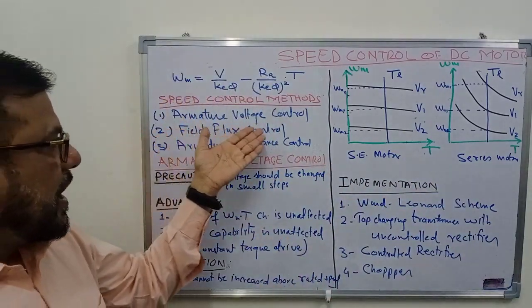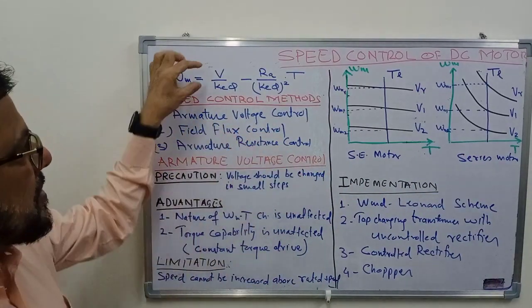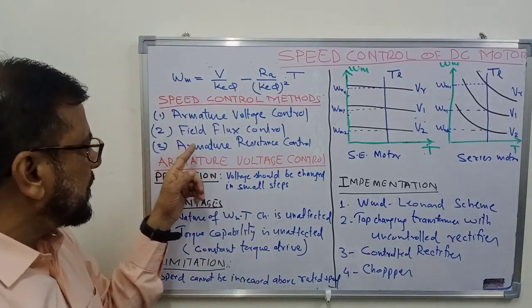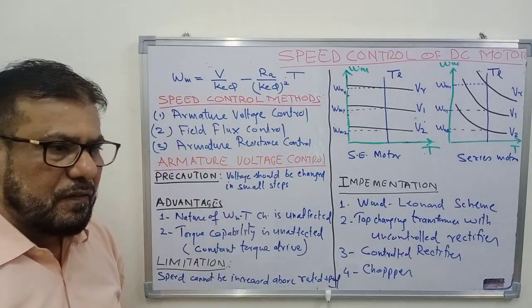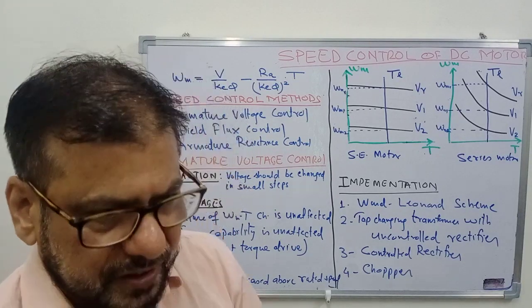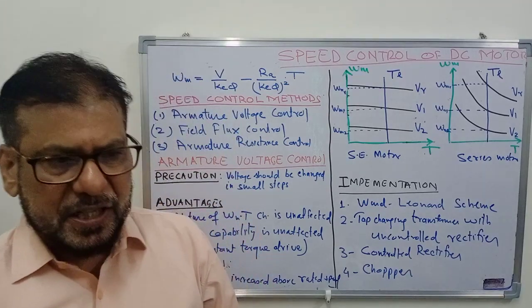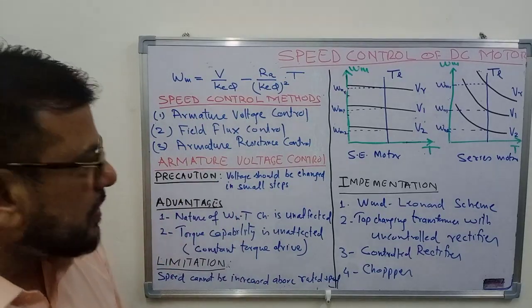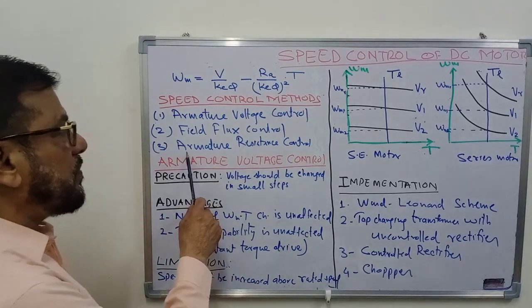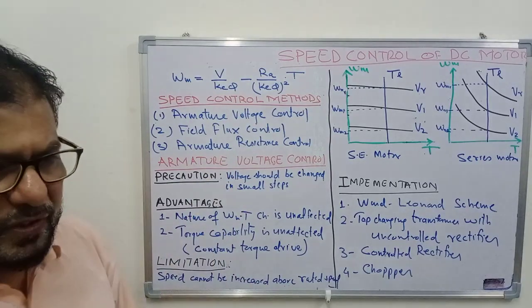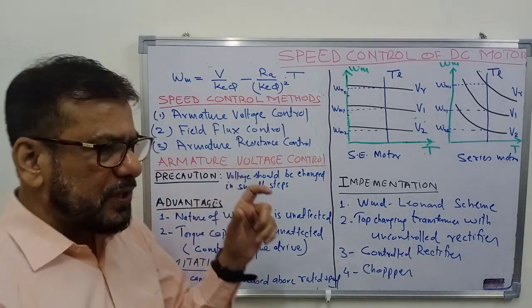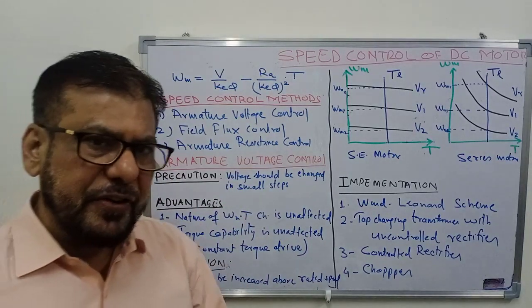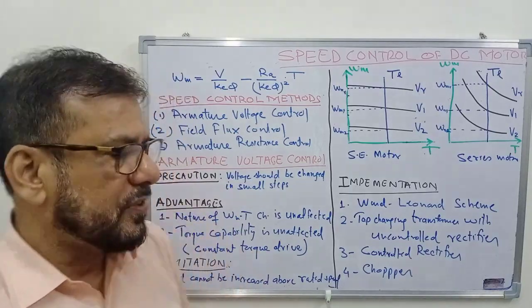The first is armature voltage control, that is, we change the voltage applied across the armature. The second method is the field control or field flux control, where we vary the flux produced by the field winding by varying the current flowing through the field winding. And the third method is that we vary the resistance of the armature circuit. That can be done by inserting some external resistance in series with the armature, and that resistance can be varied to vary the speed of a DC motor.